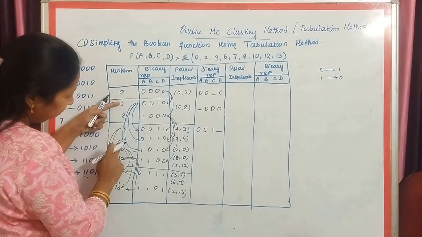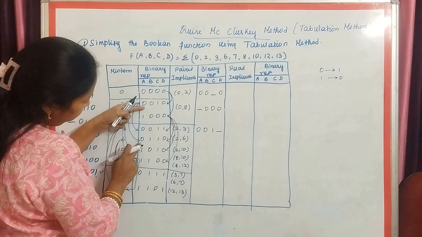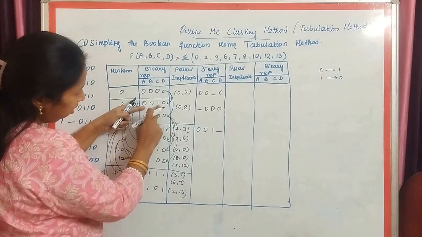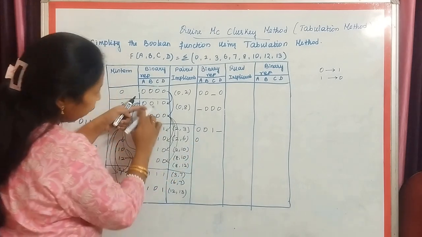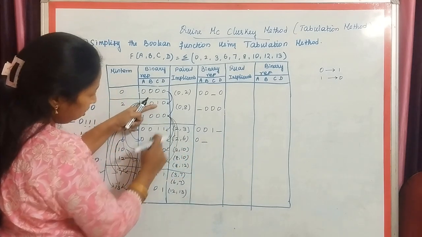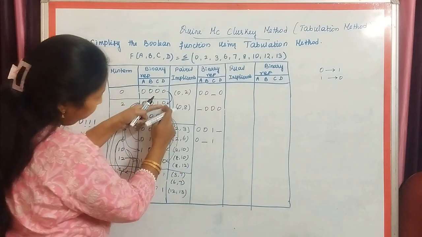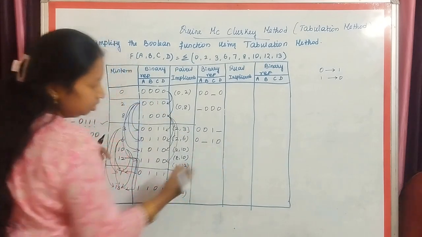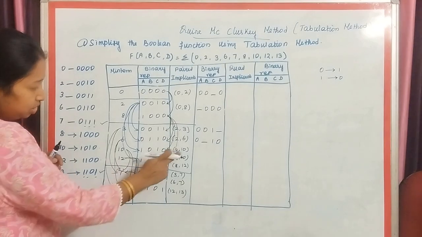Now 2 and 6. Take the number 2 and take the number 6. You find a bit change only on the second bit, right? The remaining bits are the same. First bit it is 0 in both the cases. Second bit there is a bit change, so put a dash. Third bit it is 1 in both the cases. Fourth bit it is 0 in both the cases. Is that clear?